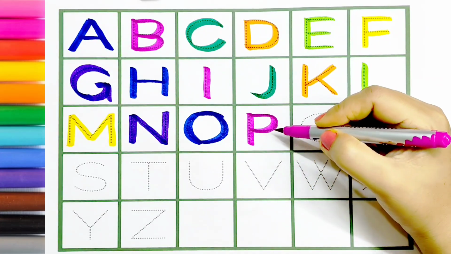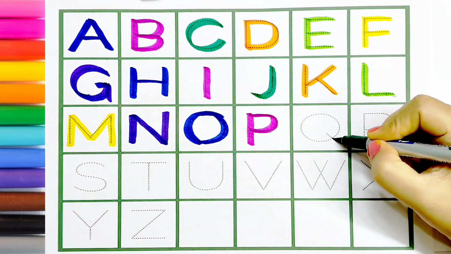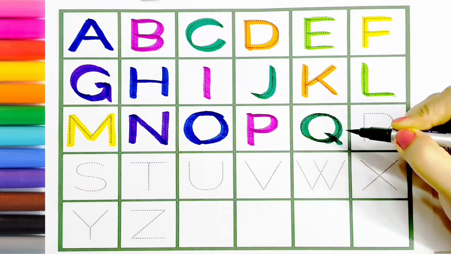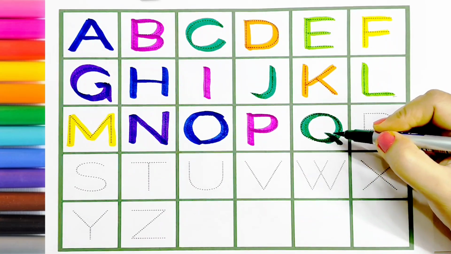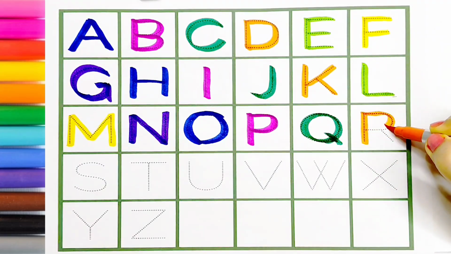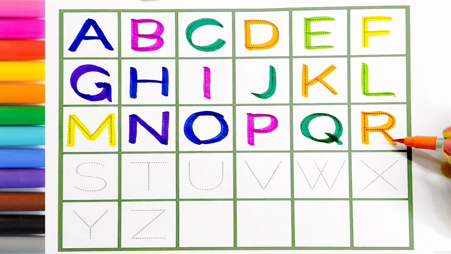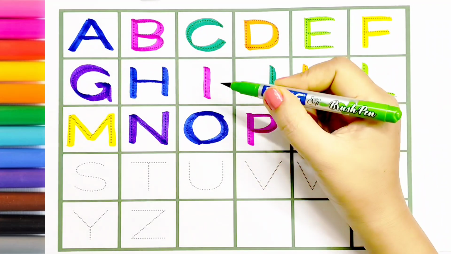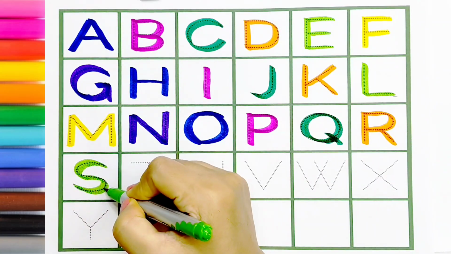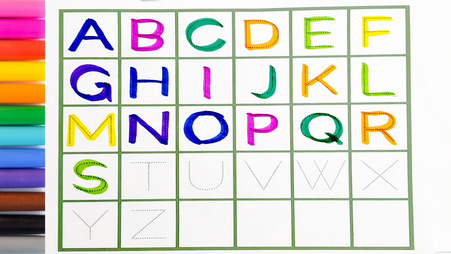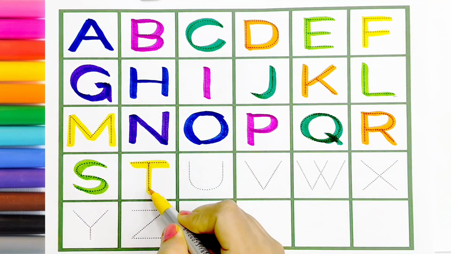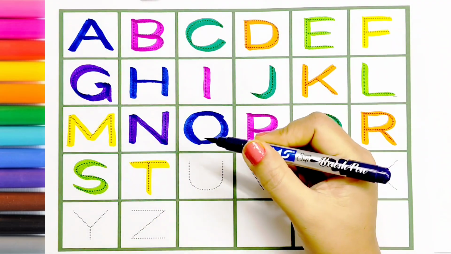P for pen. Dark green color. Q for queen. Orange color. R for rainbow. Light green color. S for sun. Yellow color. T for tiger. Purple color.